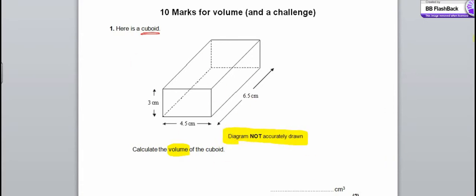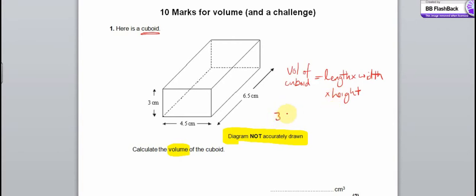And to work out the volume, it's pretty simple. Volume of a cuboid is length times width times height. Now, a lot of people get in a bit of a mix-up over which one's the length, which one's the width, and which one's the height, but because you're multiplying three numbers, you can multiply them in any order, so it really doesn't matter.